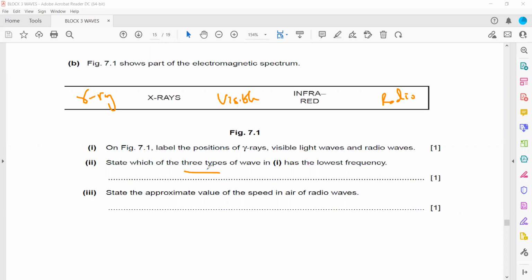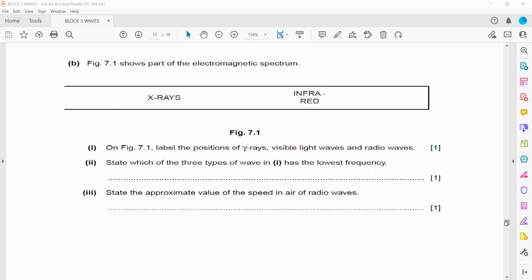Then state which of the three types of wave has the lowest frequency. Lowest frequency or longest wavelength, so which of them: gamma, visible or radio? So radio, because in this order, when we move, radio has the lowest frequency and the longest wavelength. And state the approximate speed in air. All these electromagnetic radiations travel with the same speed, that is 3×10⁸ meters per second. So this is the approximate speed of all these waves in air or in vacuum.